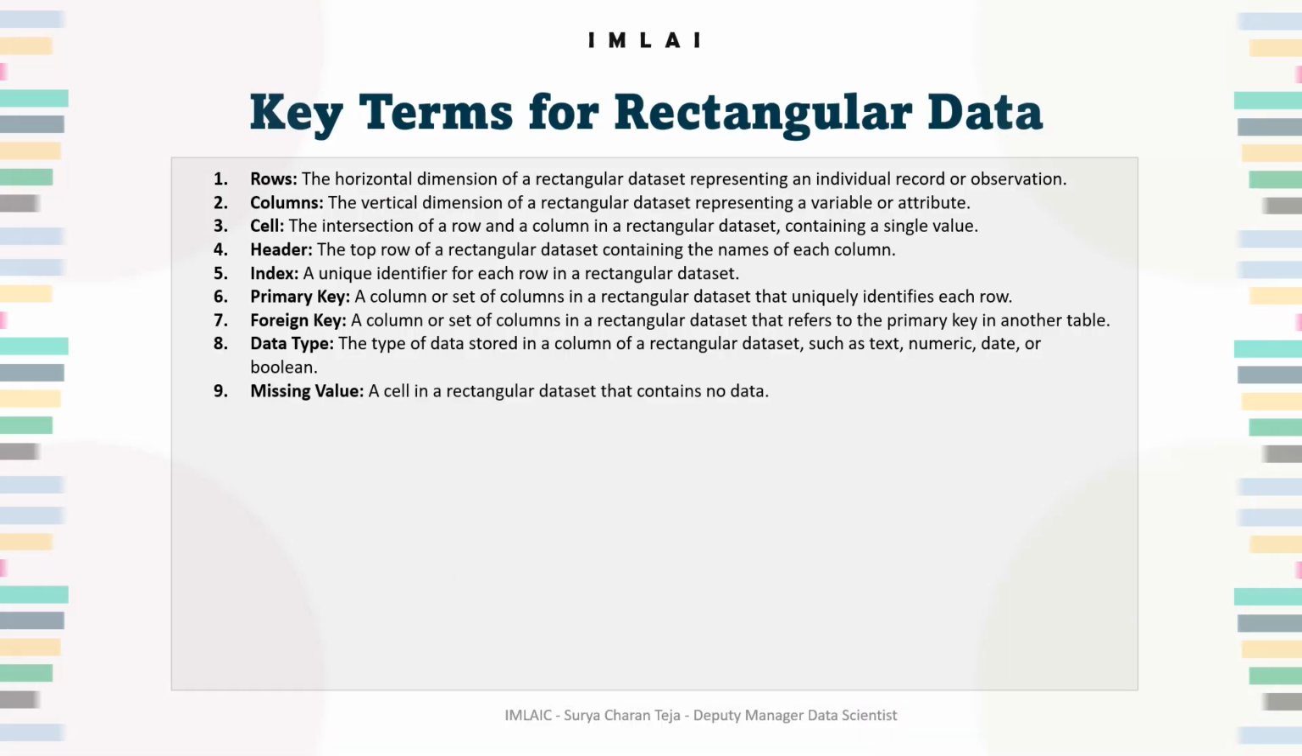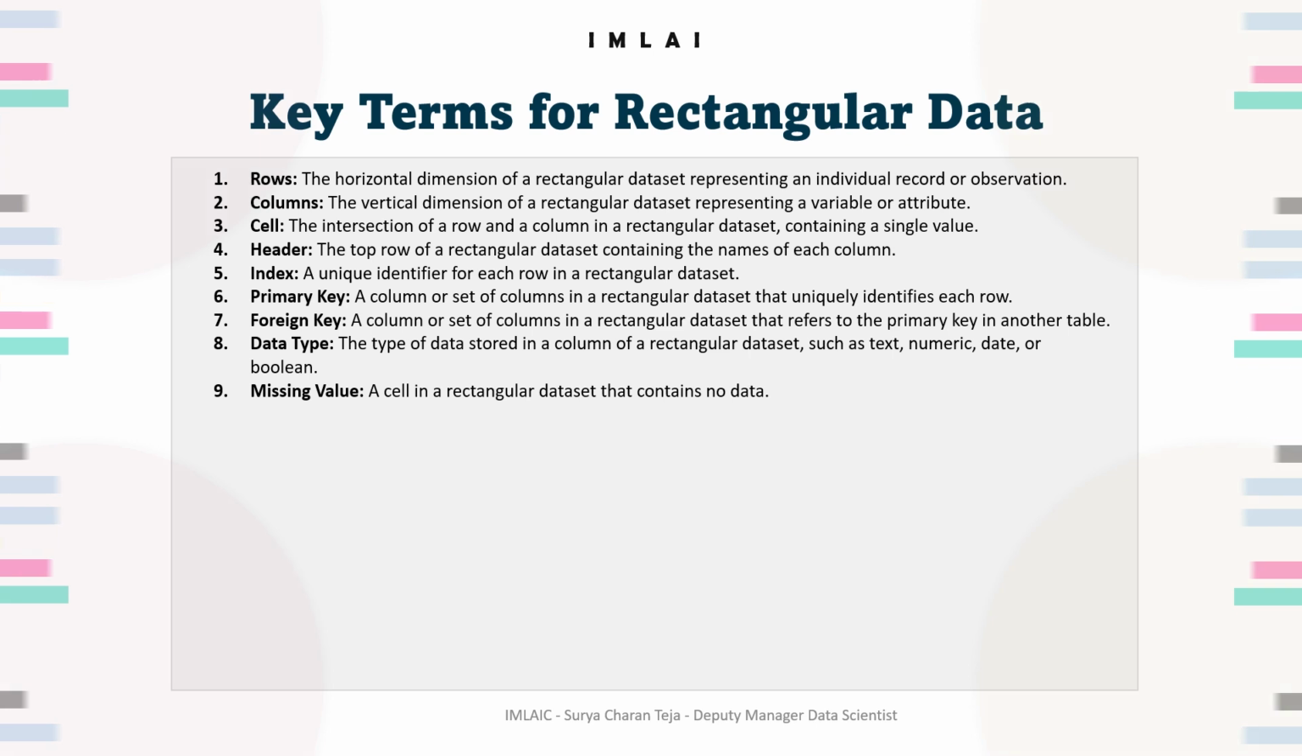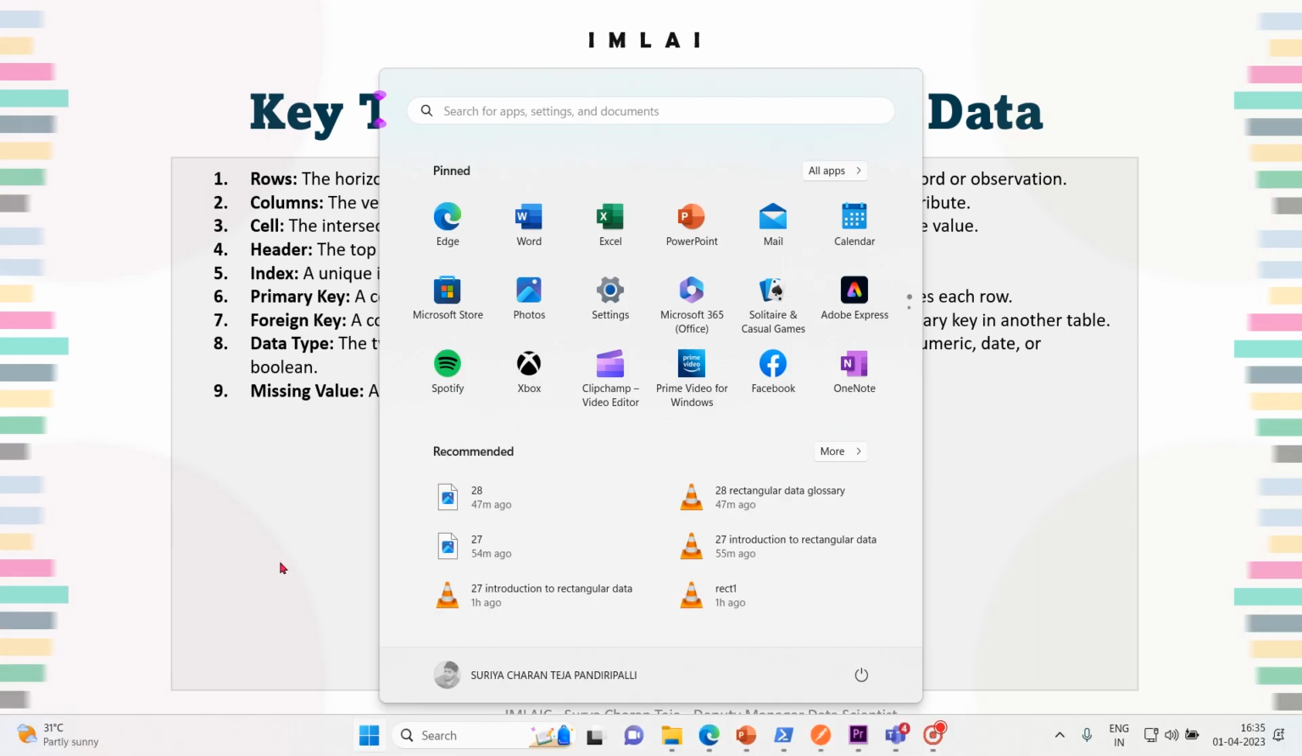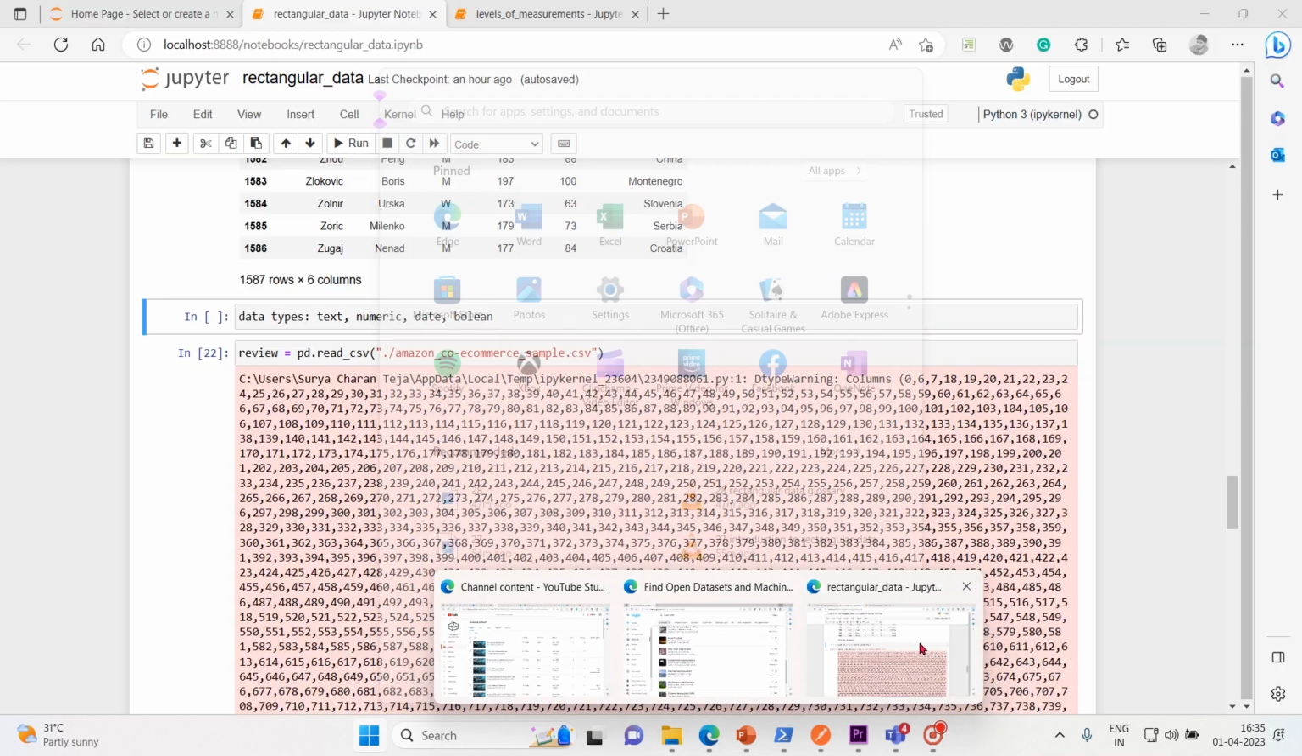So then we'll have a missing value. A missing value is nothing but a cell in a rectangular data set that contains no data. So if that cell doesn't have any data, it is called a missing value cell. Again, I'm repeating, a cell in a rectangular data set that contains no data. Let me show you one example so that it will be much clearer.